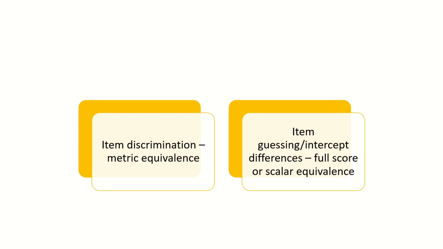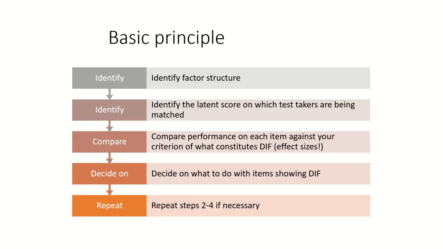Well, I think the most obvious parallels are if we look at item discrimination. That is essentially the slope that has to do with metric equivalence. And if we look at item guessing, the intercept differences, then this can be translated into full score or scalar equivalence. How does it actually work now?